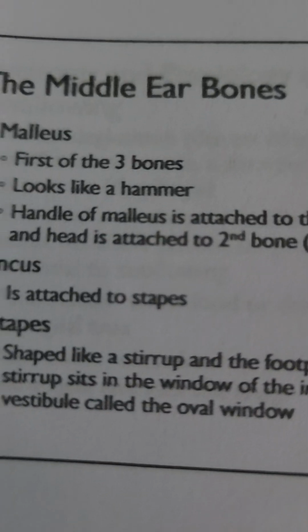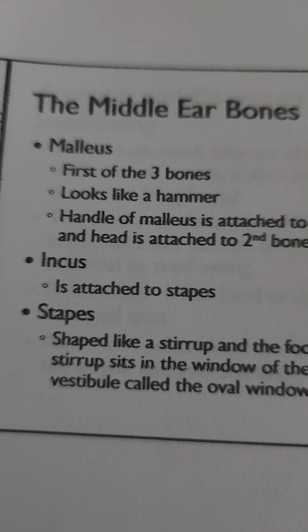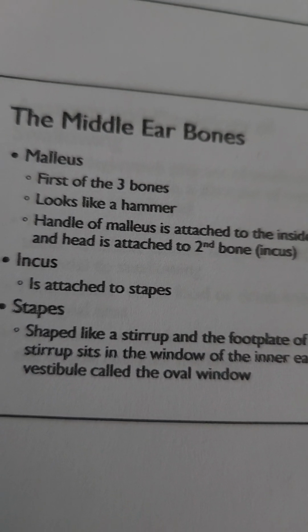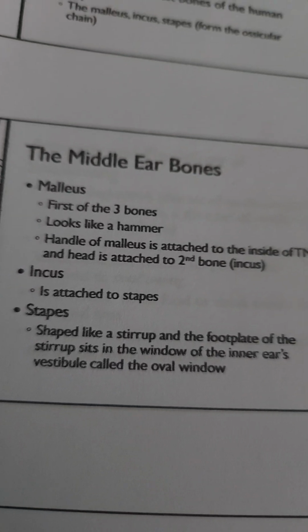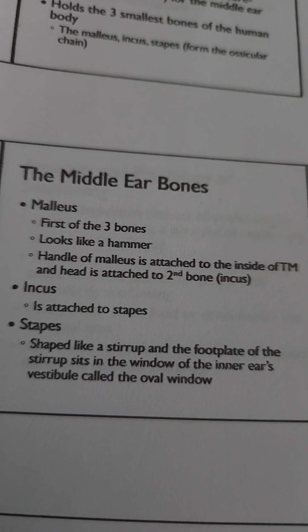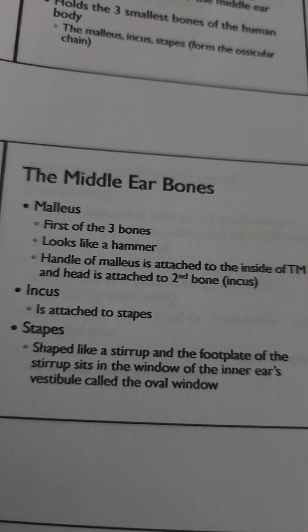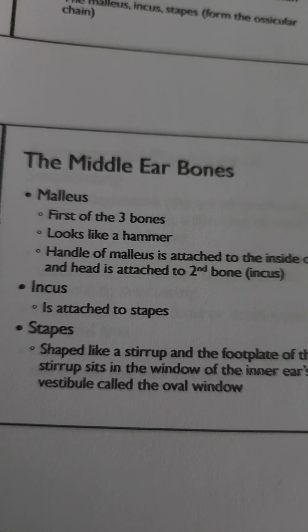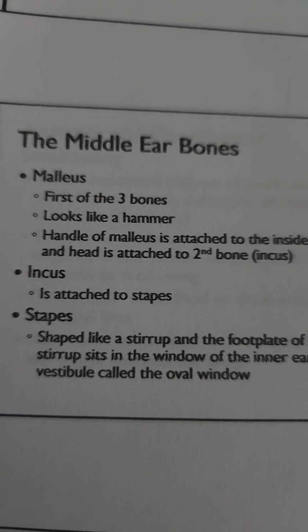The middle ear bones. The malleus, first of the three bones. It looks like a hammer. The handle of the malleus is attached to the inside of the TM, and the head is attached to the second bone, the incus. The incus is attached to the stapes.